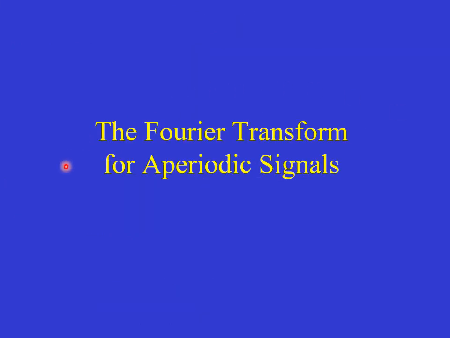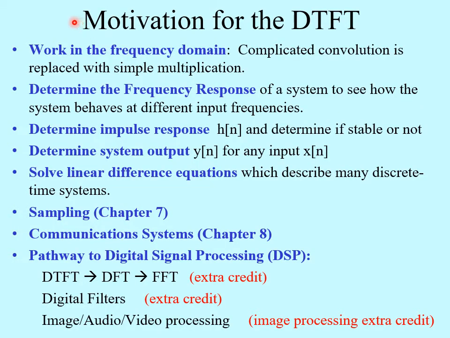So let's start out by looking at the Fourier transform for aperiodic signals, and of course, again, we're talking about discrete time aperiodic signals. What is the motivation? Why are we interested in doing the discrete time Fourier transform? Well, again, it's pretty much the same motivation or list of ideas here that we talked about in Chapter 4.